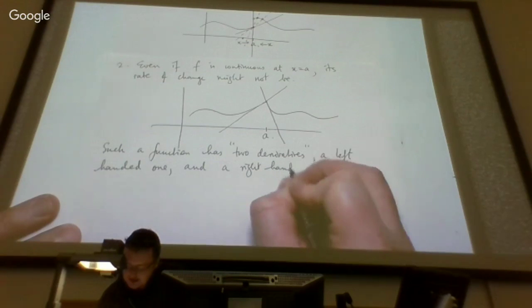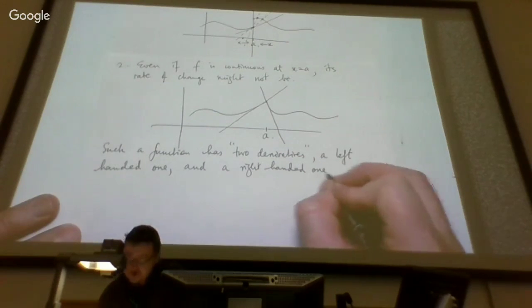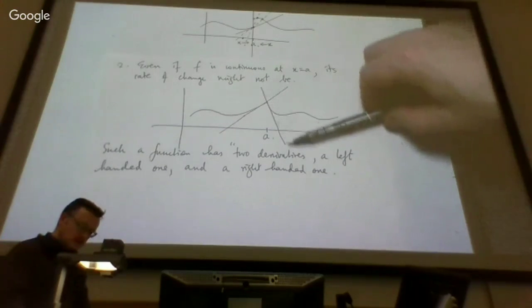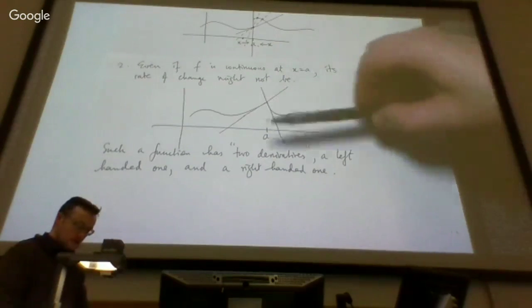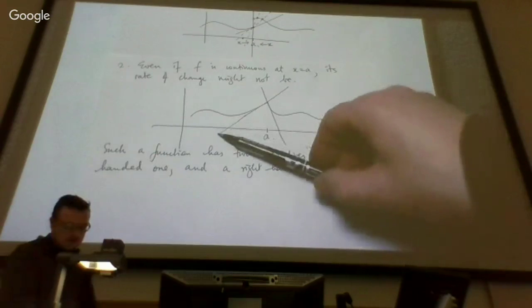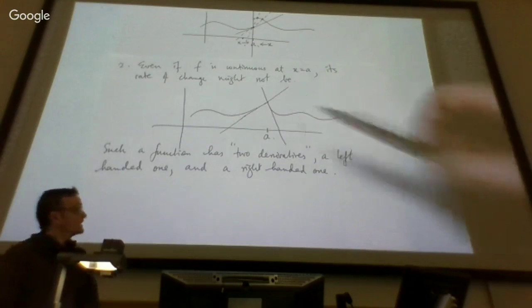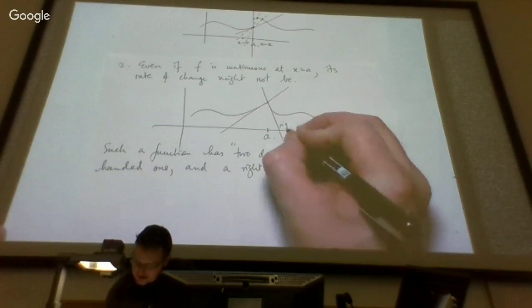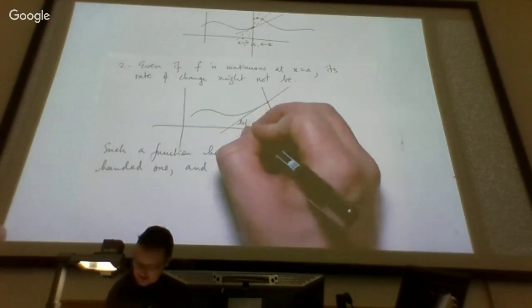Okay, so you get a different limiting value for the relative change value of this function, depending on whether you approach it from the right, in which case it would be the gradient of this line here, or whether you approach it from the left, which would be the gradient of this line here on the left. So this would be the right-handed tangent line, and this would be the left-handed.